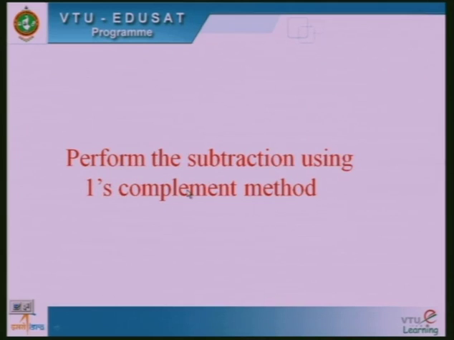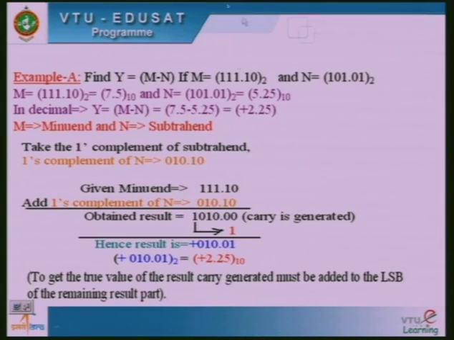Perform the subtraction using the 1's complement method. Few more examples we are going to take. Find y is equal to m minus n if m is equal to 111.10 base 2. In the previous cases we were seeing numbers before the radix point. Now fractional values are also given in this. So n is taken as 101.01. In such cases, how do we carry out 1's complement subtraction and 2's complement subtraction?